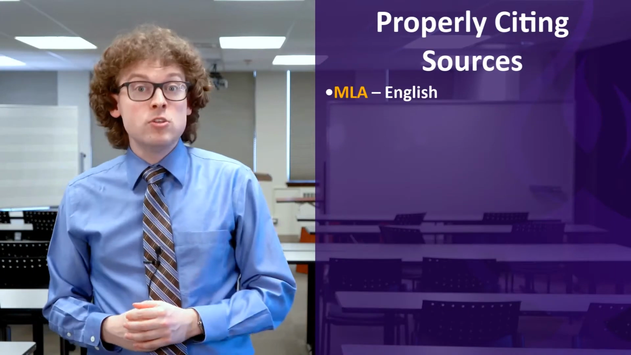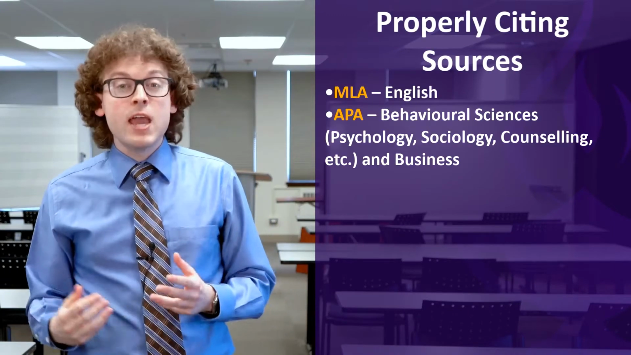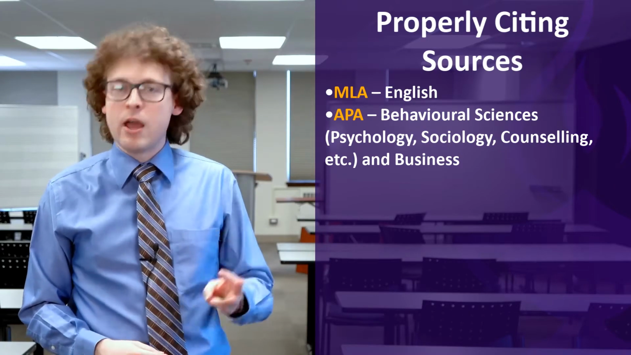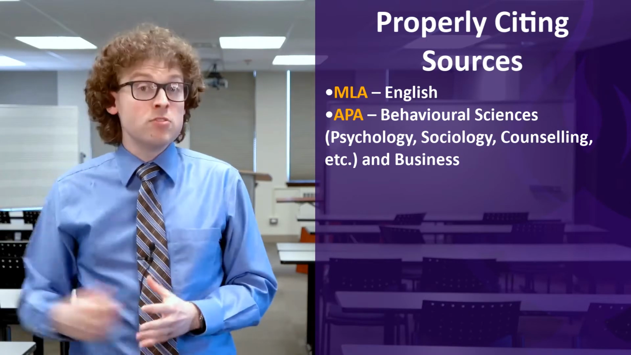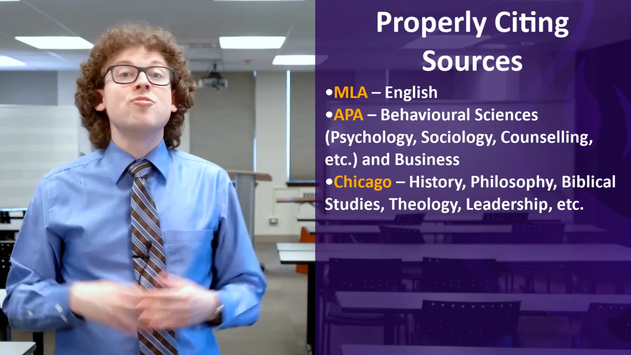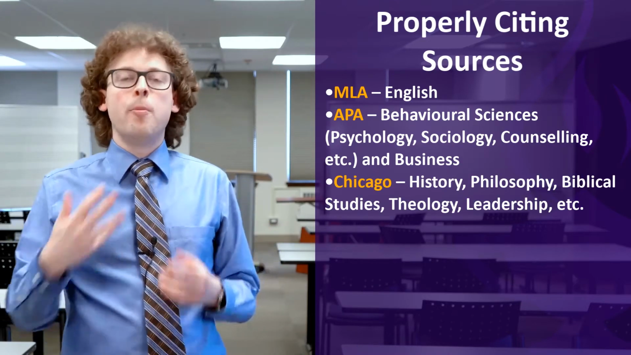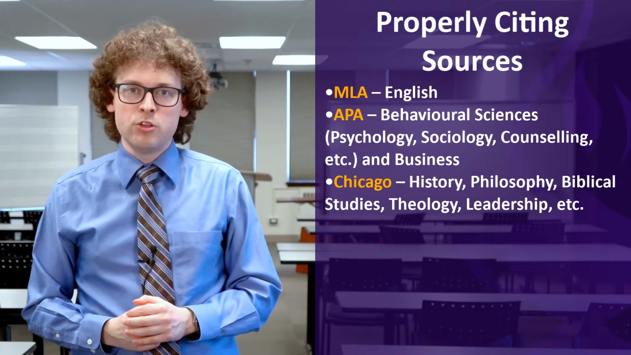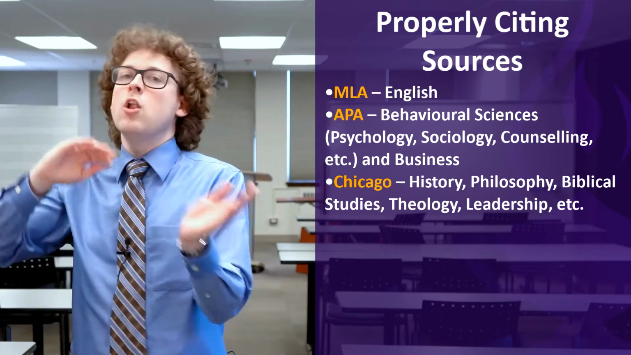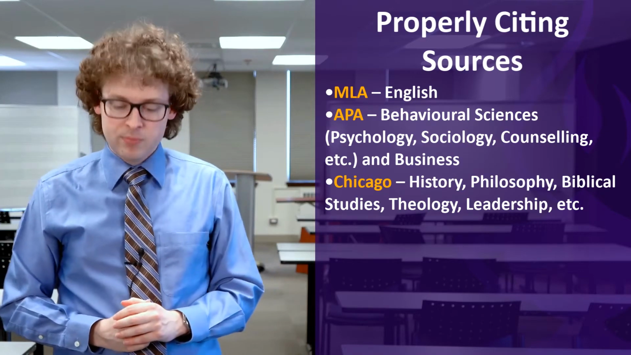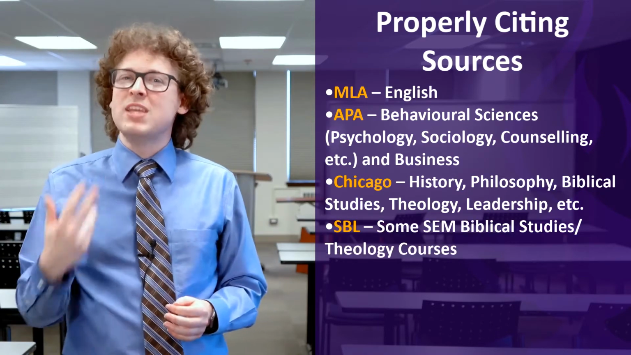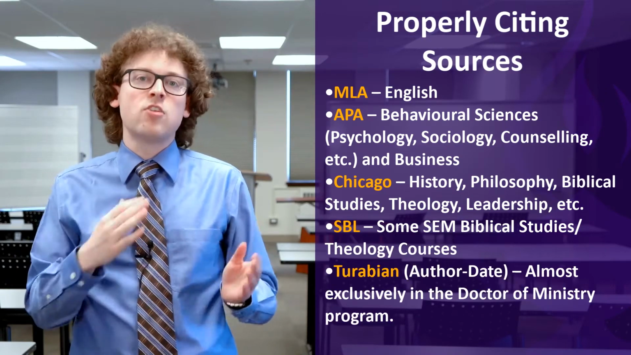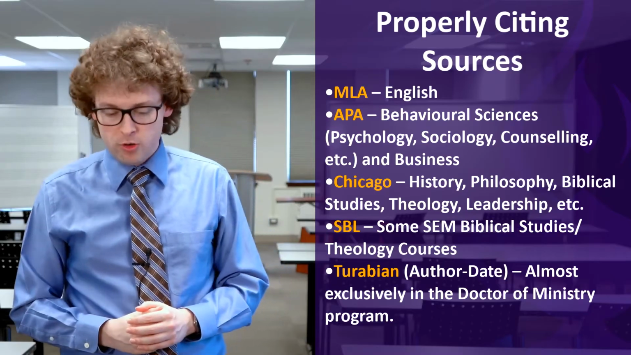MLA is primarily used in our English courses. APA is for the behavioral sciences, things like psychology, sociology, counseling, social work, as well as our business courses. Chicago is a very common citation style for a bunch of undergraduate courses: history, philosophy, anything biblical studies and theology. And you're going to use Chicago as well a lot on the graduate and seminary side. And you might also run into things like SBL, which is very similar to Chicago, or Turabian author date, a style mainly used by our Doctorate of Ministry program.